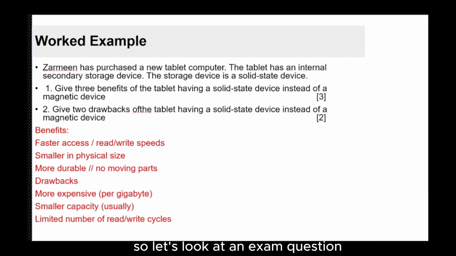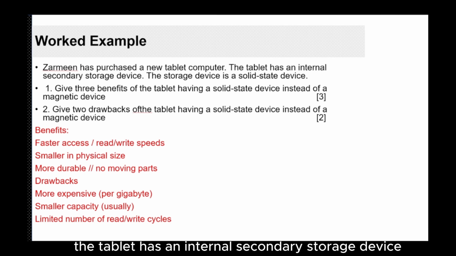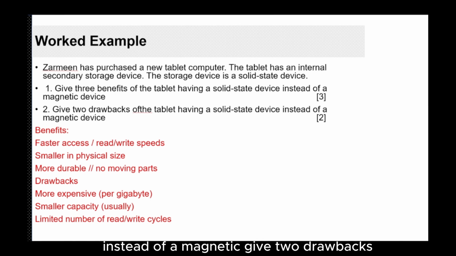So let's look at an exam question. Zameen has purchased a new tablet computer. The tablet has an internal secondary storage device. The storage device is a solid state device. Give three benefits of the tablet having solid state instead of magnetic. Give two drawbacks. The benefits are faster access, smaller in physical size, more durable. Drawbacks are more expensive, smaller capacity, limited number of read and write cycles.